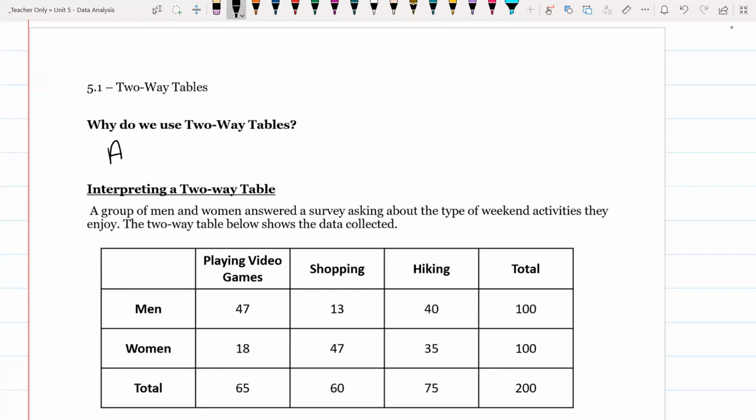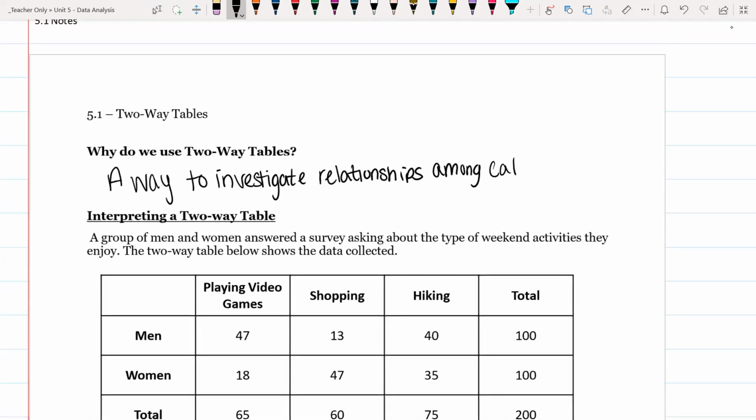Well, it's a way to investigate relationships among categorical data. AKA, it's just a way for us to compare a bunch of things together. Okay.